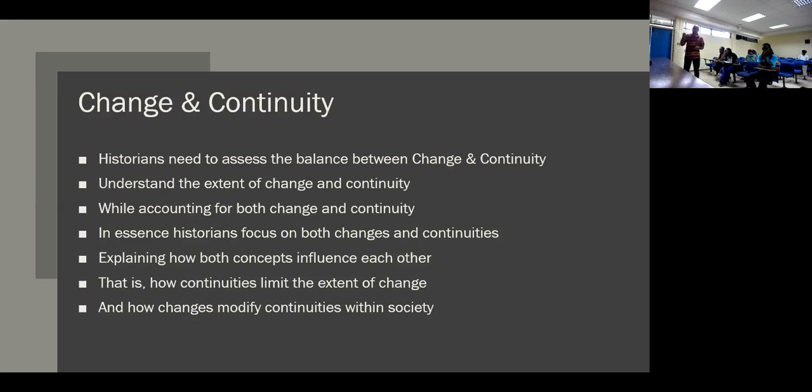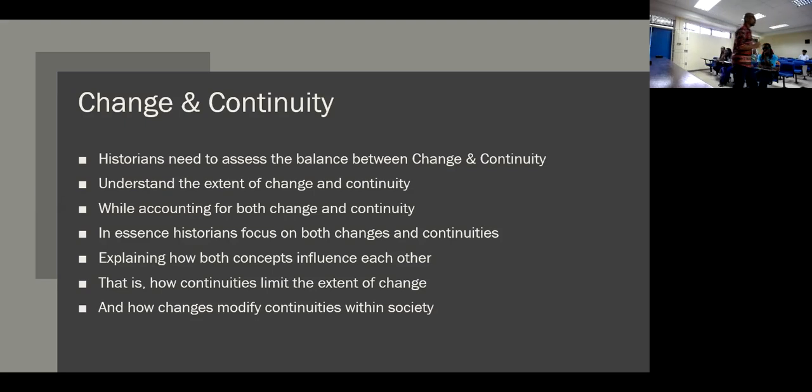So, continuities limit the extent of change, and changes modify the continuities within society. This is the last point I'm going to make for now. Changes modify continuities within societies. What do I mean by this?